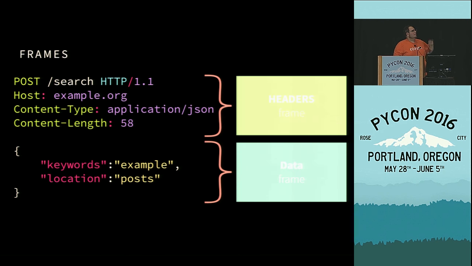So here, for example, we have on the left-hand side a post request. The bunch of headers get sent as a header frame. And then we have a JSON body, which would be sent as a data frame. Like, this is pretty simple.